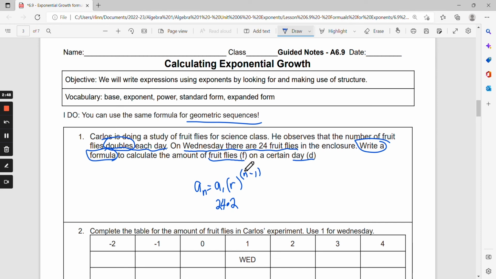And then I know that n in my geometric sequence referenced the number of this term in the sequence. So the first term, for instance, would be a sub 1. That 1 is my n value. So that's going to be my d. In place of n, I'm going to say d minus 1. And then my a sub n is going to be the number of fruit flies. The number of fruit flies are the items in my sequence. As the number of fruit flies increase, that's going to be my sequence as it goes along. So I'm going to have the formula f is equal to 24 times 2 raised to the d minus 1.